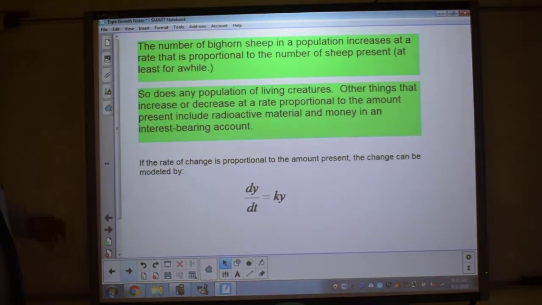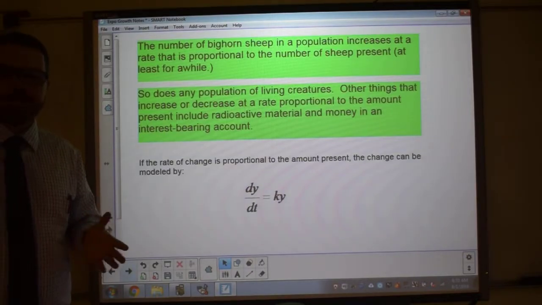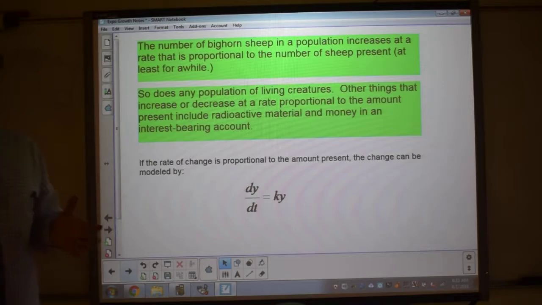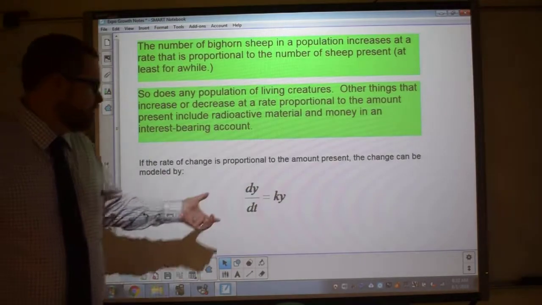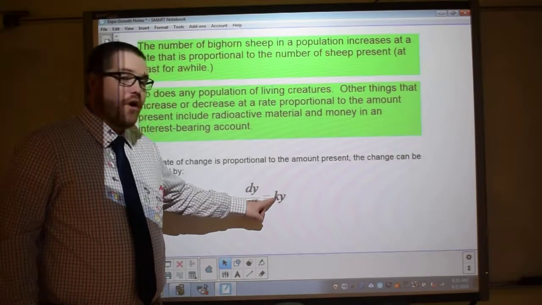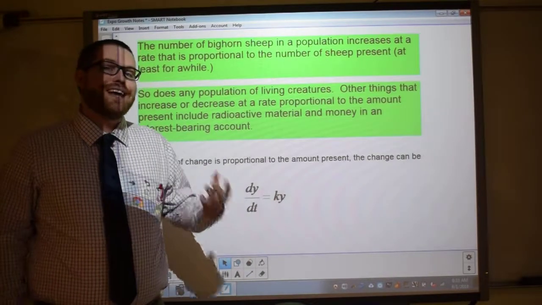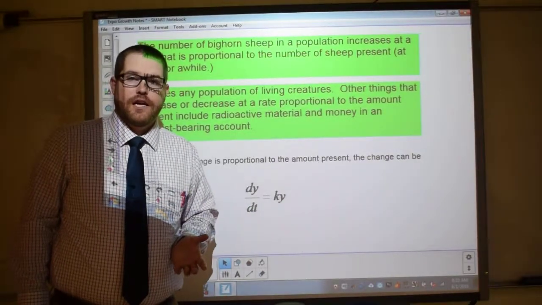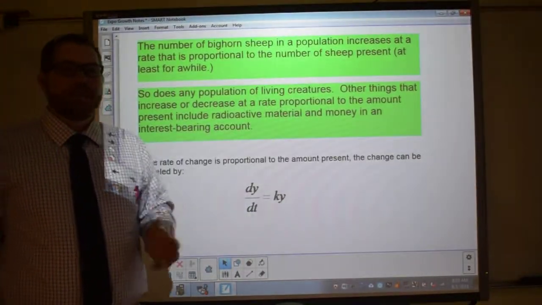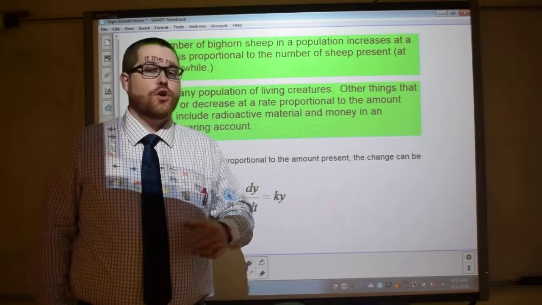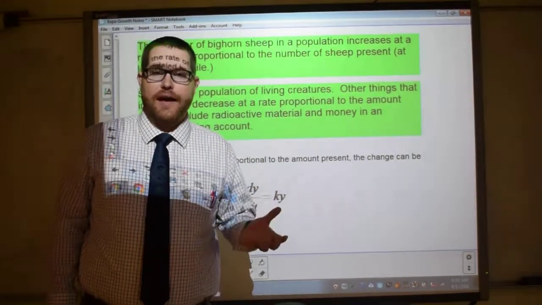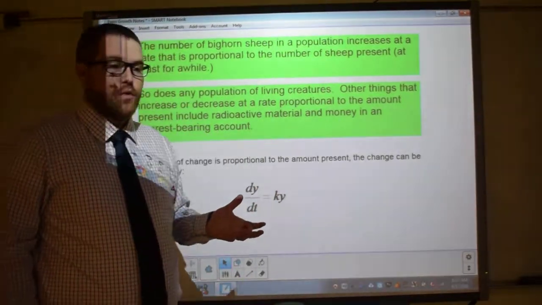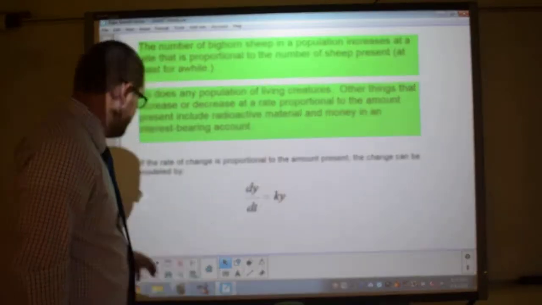So, the number of bighorn sheep in a population increases at a rate that is proportional to the number of sheep present, at least for a while, and we'll talk about that next time. Basically, the population changes based on some rate, and not based on the time, but based on the number of sheep there already are. Okay? Exponential growth means that the more you have, the more growth you will have. It's like interest in the bank. The more money you have in the bank, the faster it'll grow.